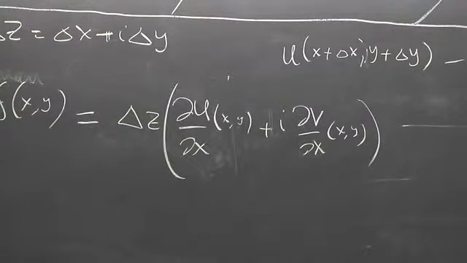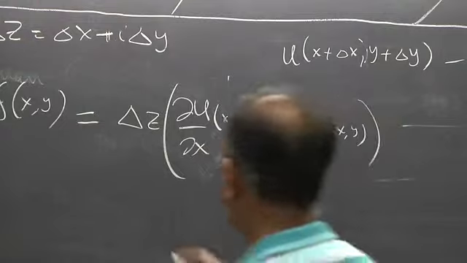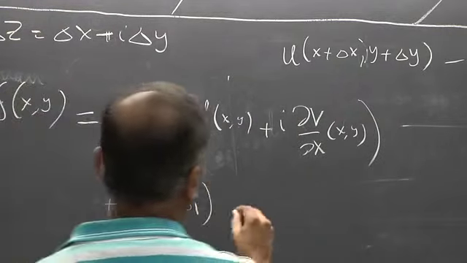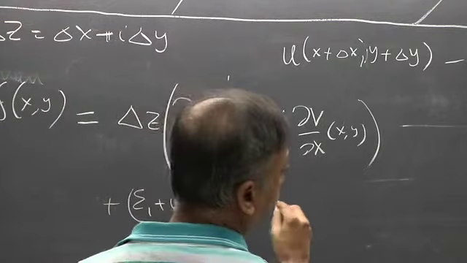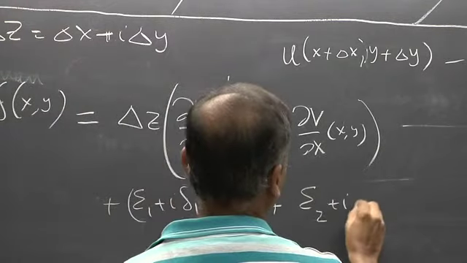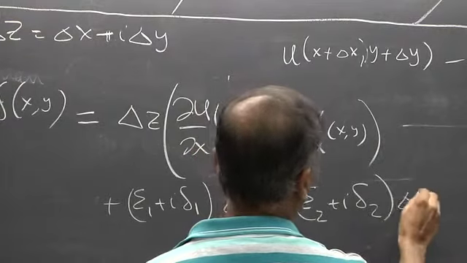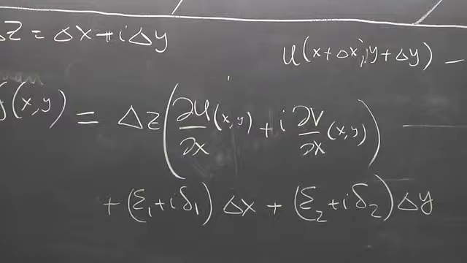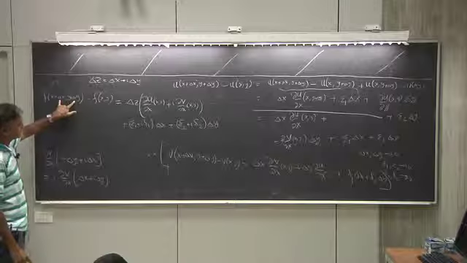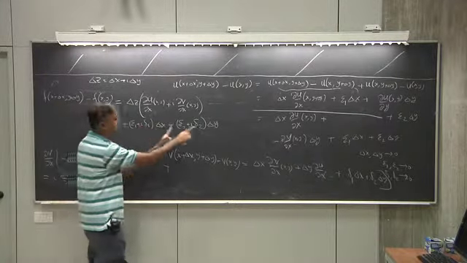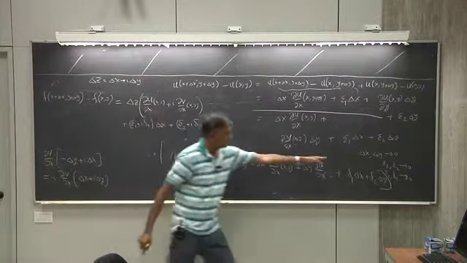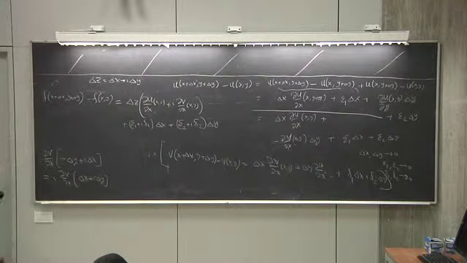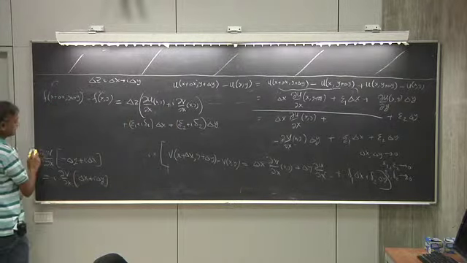So here I just get epsilon 1 plus i delta 1 times delta x, plus epsilon 2 plus i delta 2 times delta y. So this is the equation we are finding. And once again, I remind you that in the limit when delta x and delta y go to 0, these coefficients also go to 0, because epsilon 1, epsilon 2, delta 1, delta 2 are all vanishing. This is the important point.